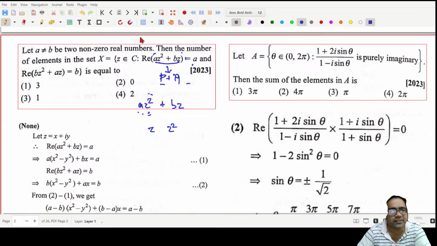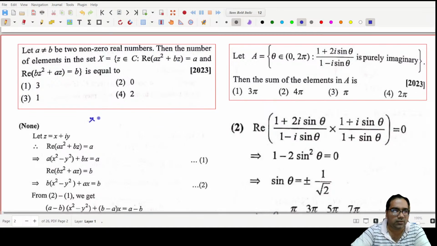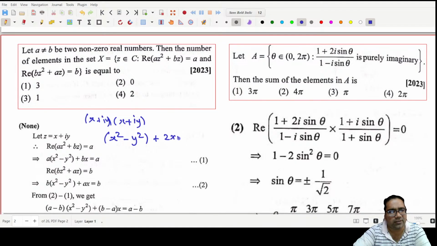Okay, so now we assume z equals x plus iy. So what is z square then? If z is x plus iy, what is z square? x plus iy into x plus iy. What is this? x square minus y square plus 2xy into i, right? A square plus b square plus 2ab. That's what we have done.